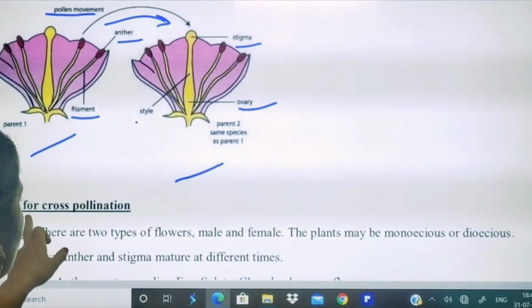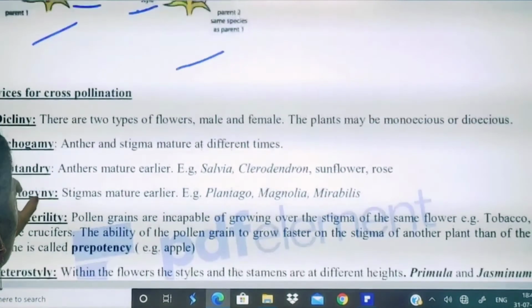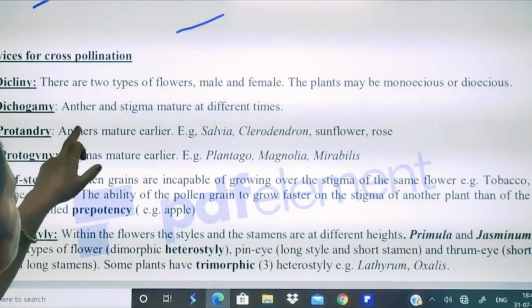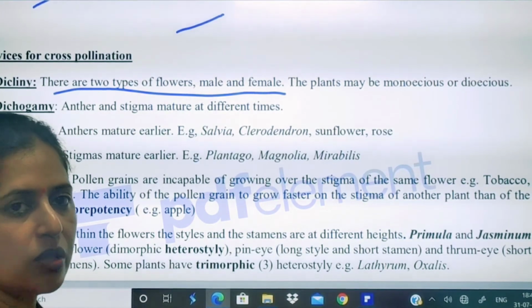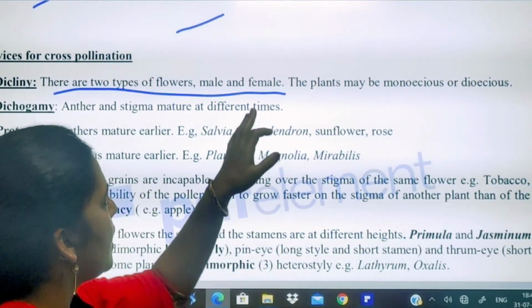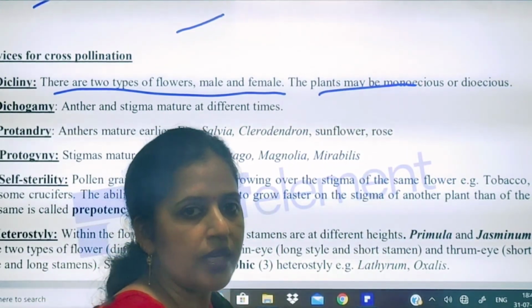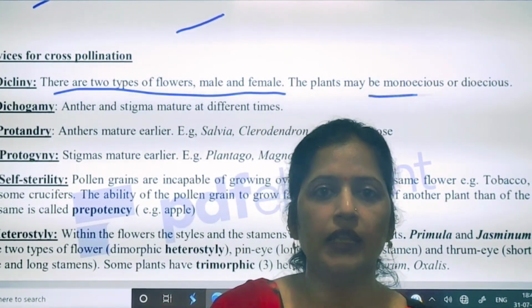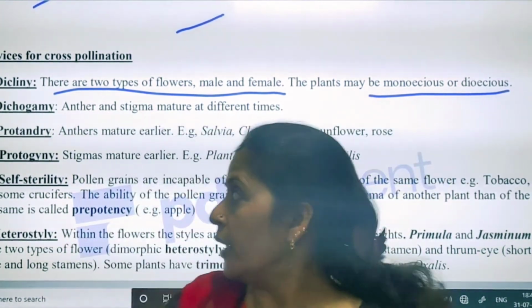Next, what are the various devices of the cross pollination? अब cross pollination के devices क्या हैं? The first device is the dicliny. There are two types of the flowers that are male and female. Dicliny के case में two types के flowers होंगे and these two types of the flowers are male and female. The plants may be monoecious or dioecious. इसमें जो plants होंगे either they may be monoecious or dioecious. या तो monoecious होंगे या फिर dioecious होंगे.